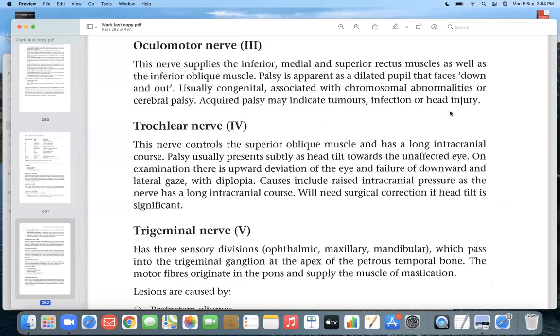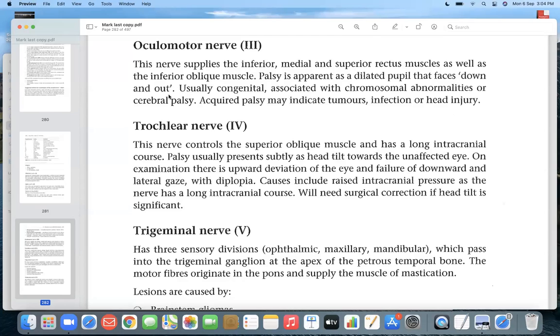Okay, trauma, tumor, infection. So for the third nerve, remember all the extraocular muscles except superior oblique and lateral rectus are supplied, and the presentation will be dilated pupil, ptosis, and the eye will be down and out. Okay, down and out, and the causes can be congenital and acquired. Congenital is the chromosomal abnormalities or cerebral palsy, and in acquired, trauma, tumor, and infection.